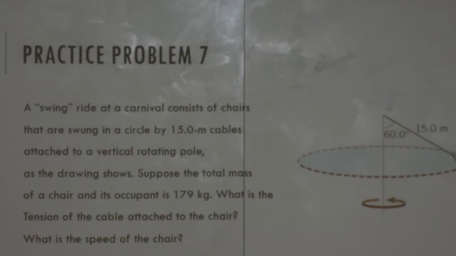All right, here's our first practice problem for that. A swing ride at a carnival consists of chairs that are swung in a circle by 15-meter cables attached to a vertical rotating pole, as the drawing shows. Suppose the total mass of the chair and its occupant is 179 kilograms. What is the tension of the cable attached to the chair, and what is the speed of the chair?